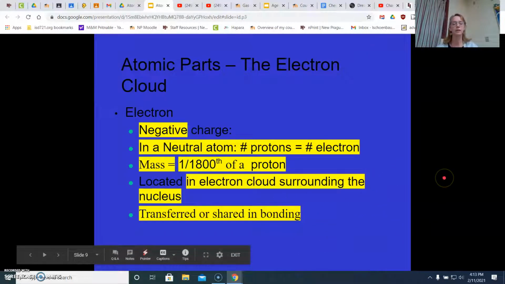If they bounce over to another atom, they're going to bond with it. Sometimes they get shared, and that's what makes bonds. And we will talk about that in our next unit.